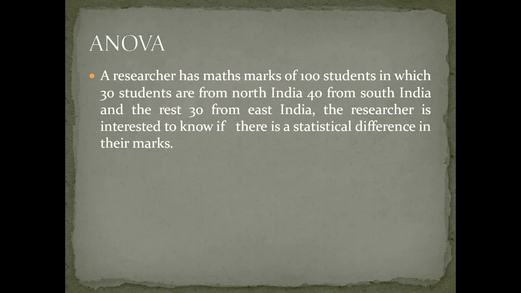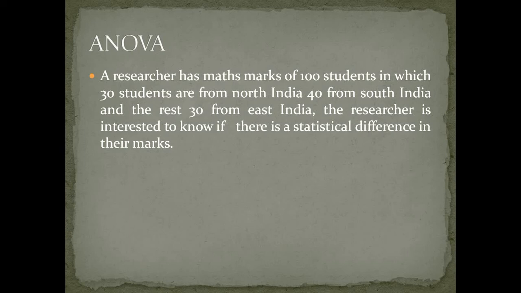We move on to ANOVA. The full form of ANOVA is analysis of variance. Now what happens in this? A researcher has maths marks of 100 students in which 30 students are from North India, 40 from South India, and the rest 30 from East India. The researcher is interested to know if there is a statistical difference in their marks.